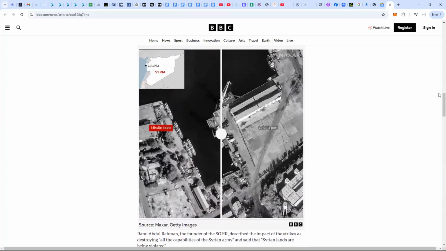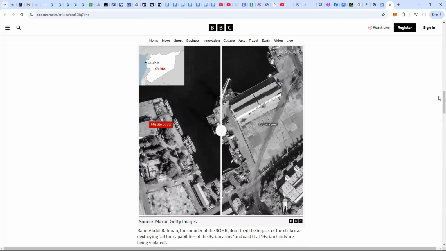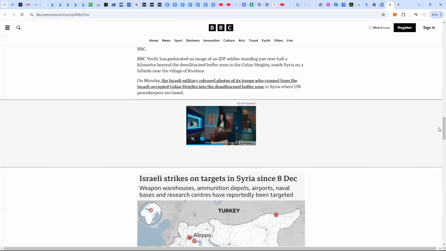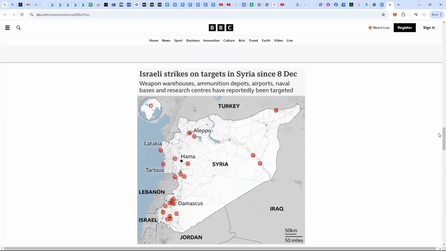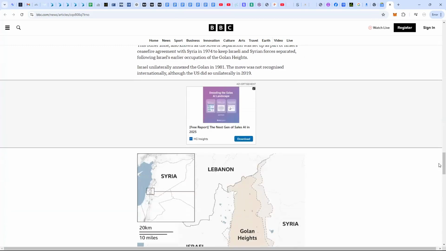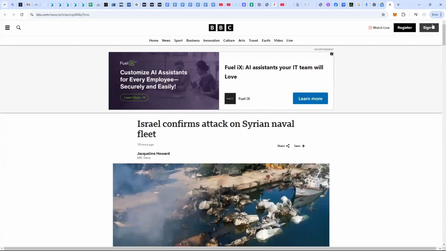Well, just be careful. So here goes Syria right here. Missile boats. You see that they just totally obliterated all this stuff. Here goes all the places. Israel strikes on targets in Syria, but they're not saying the United States is attacking. I wonder why. It's kind of weird.